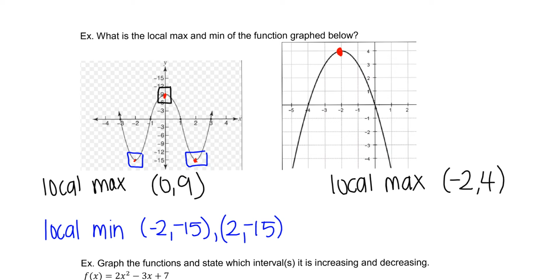The graph doesn't have to have a local min. It can have only one. It could potentially have neither, but in both of these examples, we had at least one. And sometimes you can have multiple local maxes or local mins on the same graph.